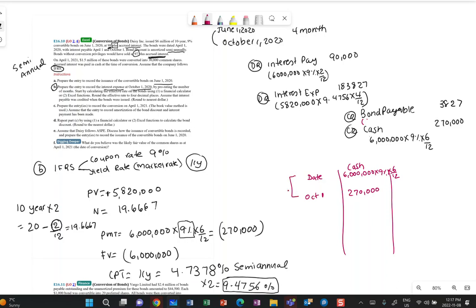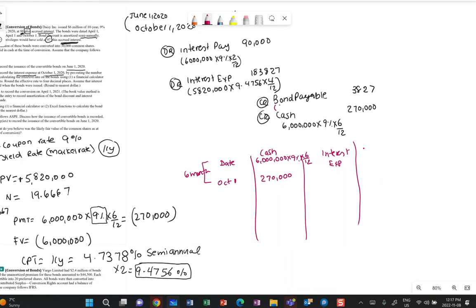I'm going to do it for the payment on October 1st. I'll work out the 6 months payment first, and then we can convert to the 4 months. The next part is your interest expense. How do we calculate interest expense? Then we have the amortization and the carrying amount. Our carrying amount started with the present value, which in this case was 582,000.